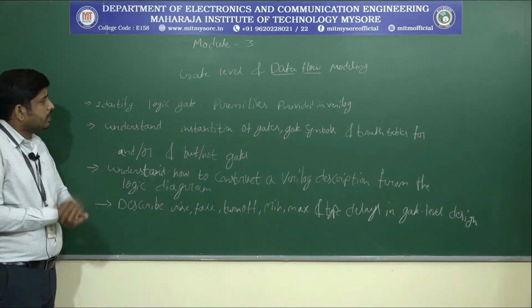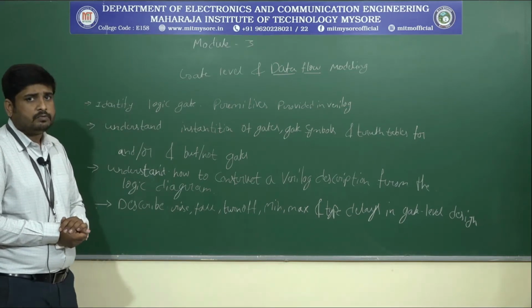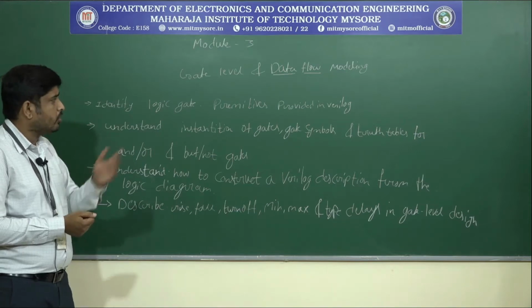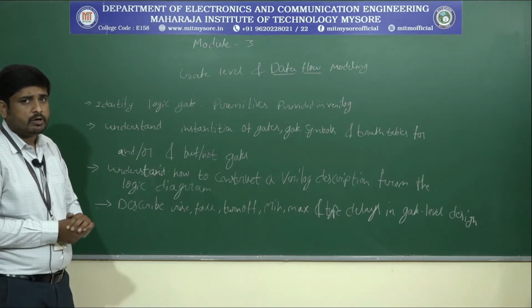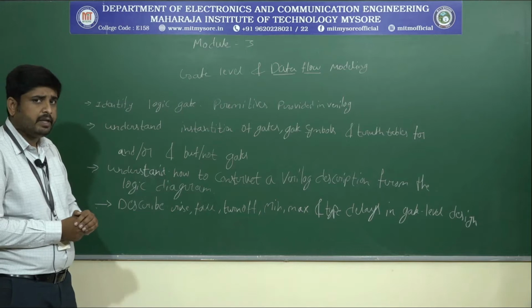Here, first identify the logic gate primitives provided in Verilog. First we identify which one is a primitive, which one is a logic gate primitive. For example AND, OR, XOR, XNOR, these are all primitives. First we identify the primitives.